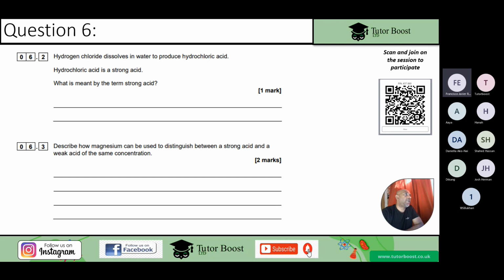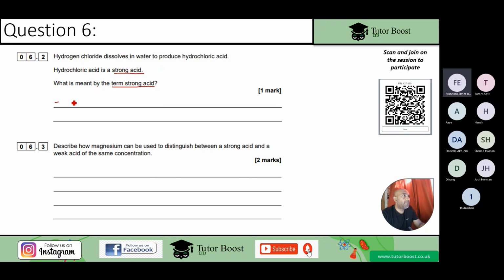6.2. Hydrogen chloride dissolves in water to produce hydrochloric acid. Hydrochloric acid is a strong acid. What is meant by the term strong acid? Next question. See if you can answer both of them on the whiteboard. Describe how magnesium can be used to distinguish between a strong acid and a weak acid of the same concentration.